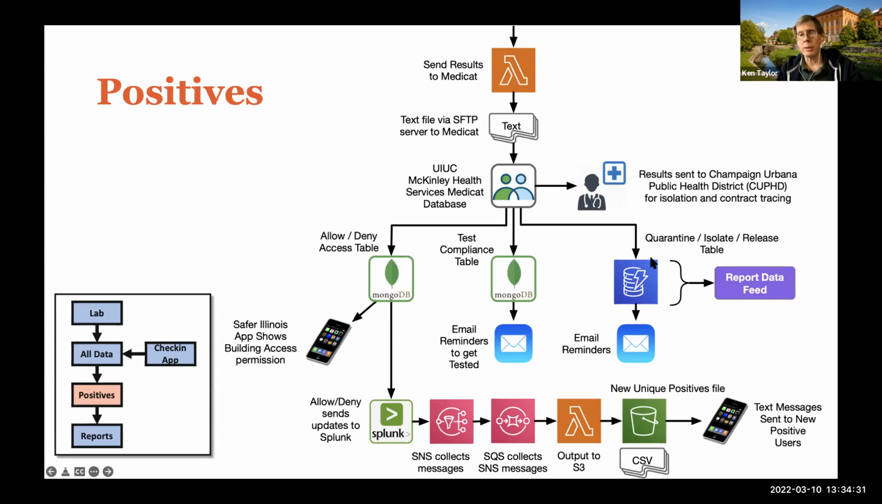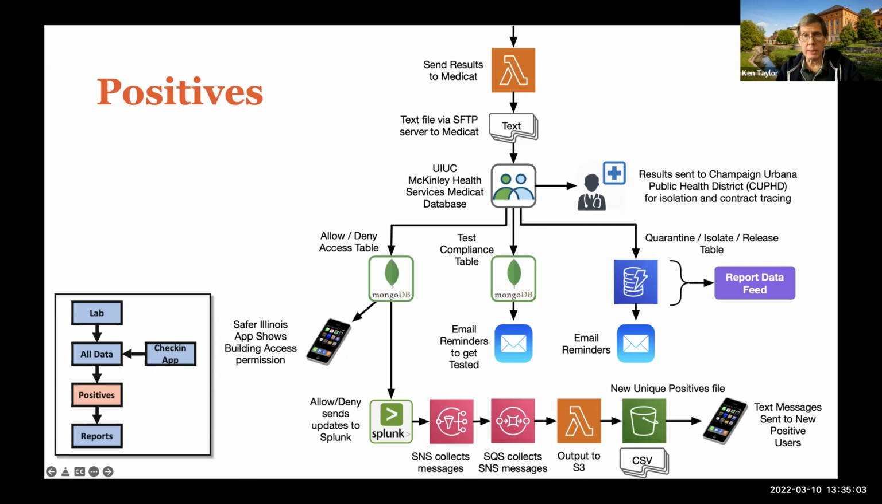And of course, we have the quarantine, isolate, and release database, which says, okay, you've got to go into quarantine. This is what you need to do next. We actually have the access hooked into the Safer Illinois app. So everyone has the app and they can show whether or not they can enter a building. And we also have a smaller pipeline that then collects information that then says, okay, here are the newest people that we've seen who are now positive.